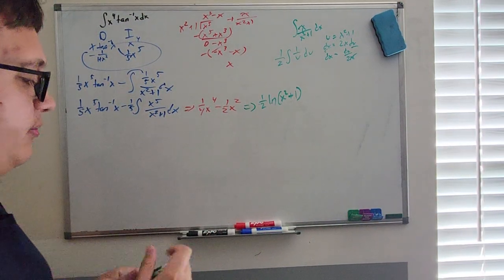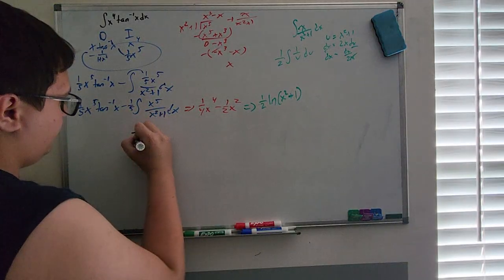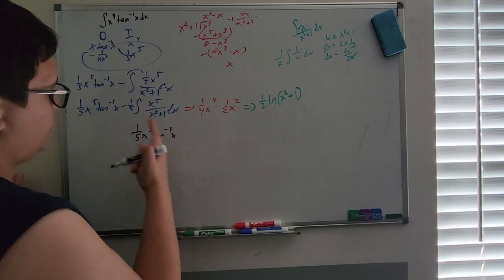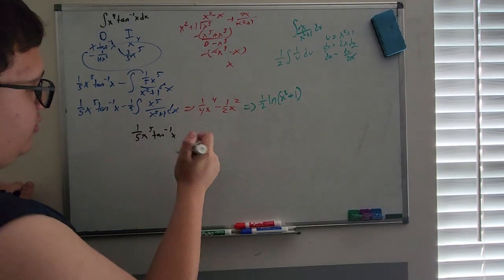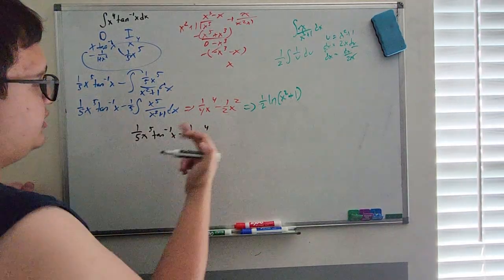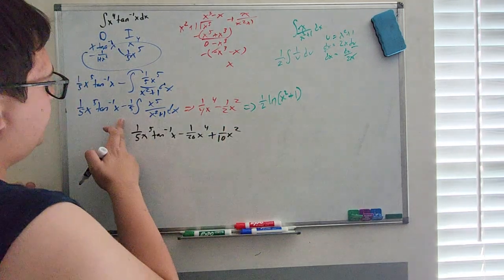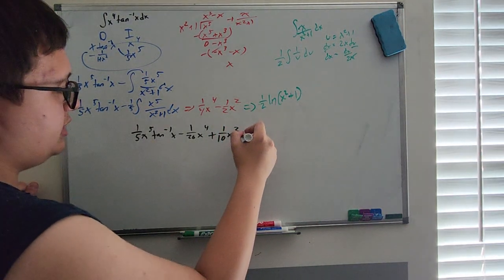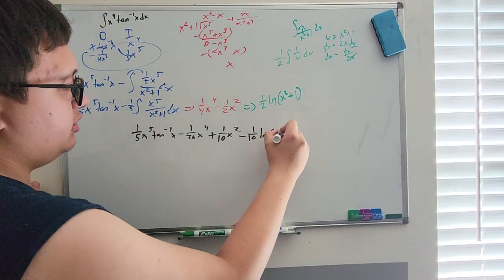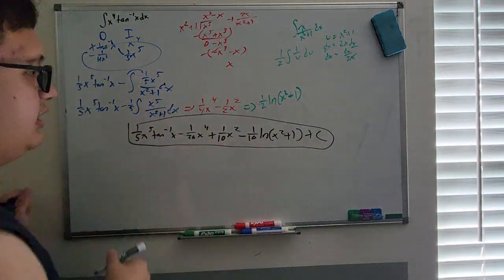So now all I have to do is combine it, and combining is just basic arithmetic. So 1/5 x to the fifth times inverse tangent. Negative 1/5 times 1/4 would be negative 1 over 20, bring down our x to the fourth. Negative 1/5 times negative 1/2 would be plus 1/10, bring down x squared. Then negative 1/5 times 1/2 would be negative 1/10, bring down our function natural log of x squared plus 1, and we are done. Plus C, and circle, box it, whatever. There you go. That's the answer.